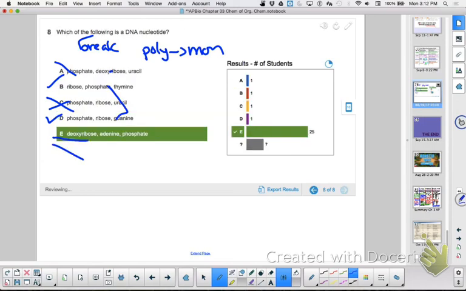Okay. And last, which of the following is a DNA nucleotide? Why am I ruling out A? Because of the uracil. Why am I ruling out B? Ribose. Why am I ruling out C? Why am I ruling out D?